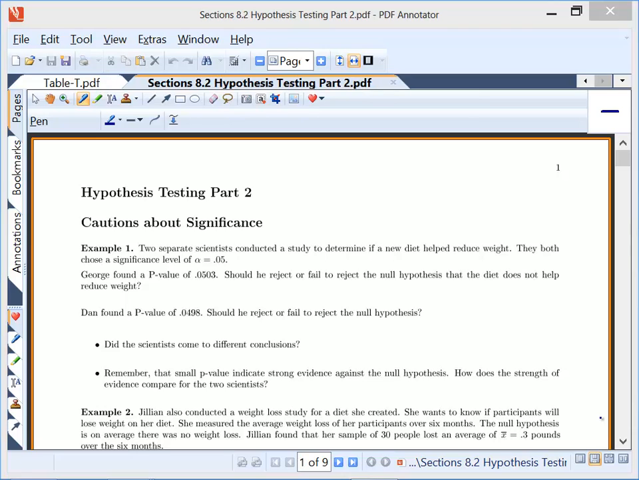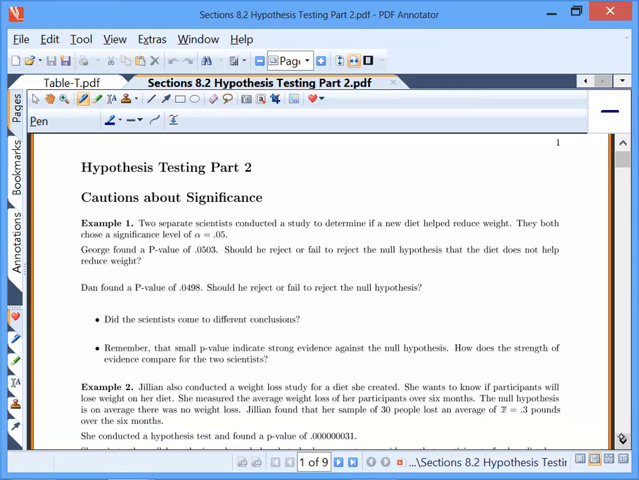Okay. So this is our packet for hypothesis testing part 2. We're going to start off with just kind of a little more theory about our hypothesis testing, some cautions about our significance.